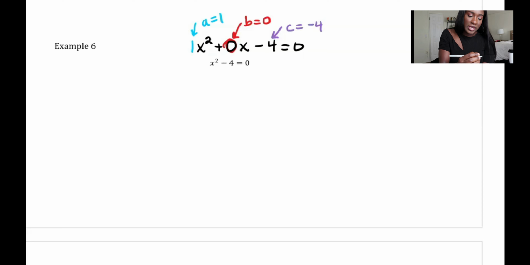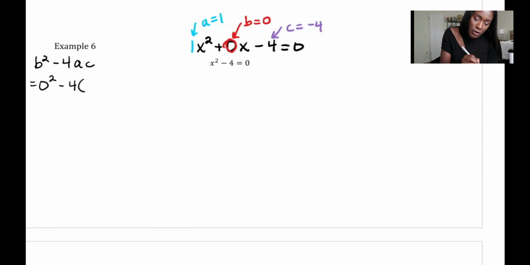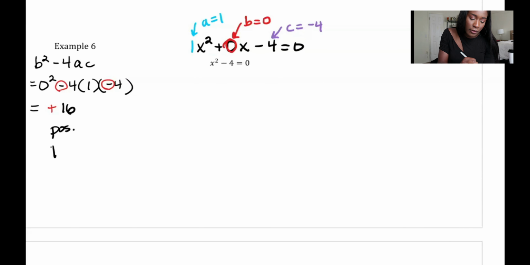So now that I know a, b, and c, I'll go off to the side and calculate my discriminant of b squared minus 4ac, which is 0 squared minus 4 times 1 times negative 4. That's just plugging in a, b, and c. Very careful with your signs here. 2 negatives make a positive. 4 times 1 times 4 is 16. Positive 16, positive perfect square.